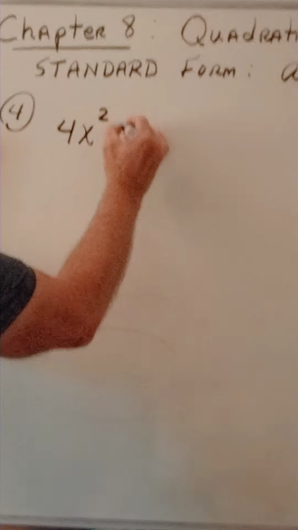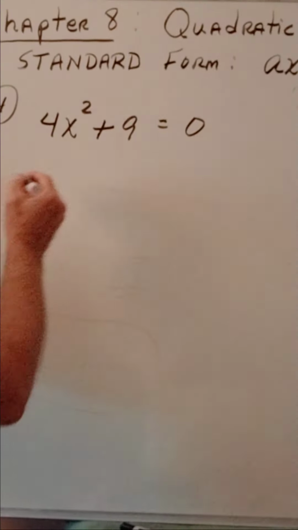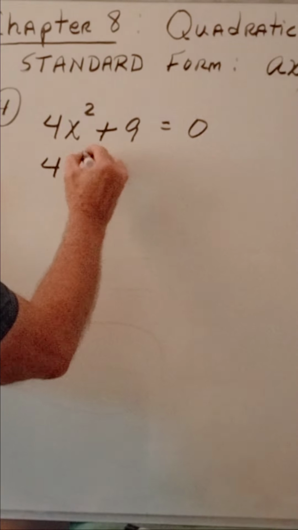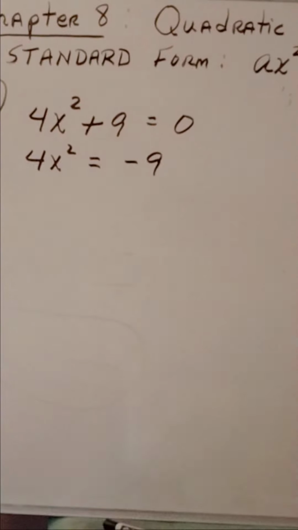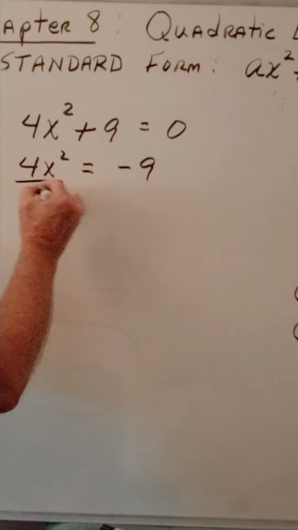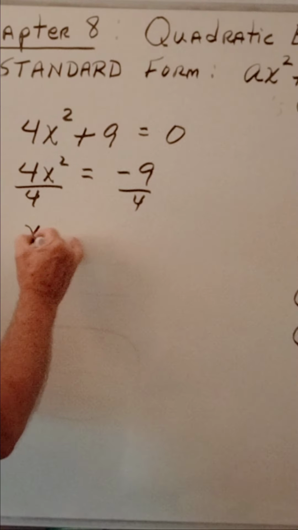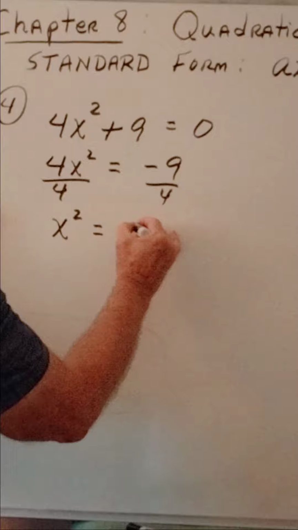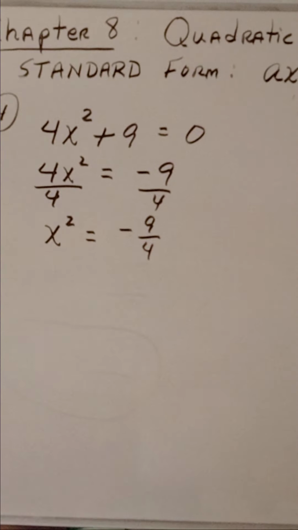4x squared plus 9 is equal to 0. Well, we've got to move that 9 over. So we'll have 4x squared is equal to a negative 9. And now let's get rid of that coefficient of 4 by dividing both sides by 4. And we'll have this down then to x squared is equal to a negative 9/4.